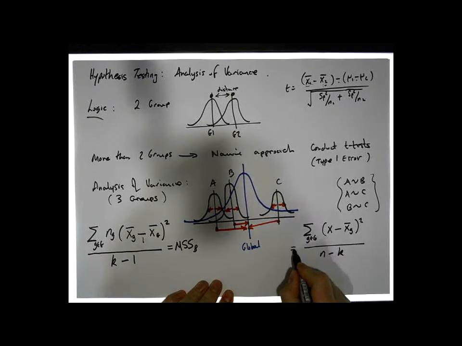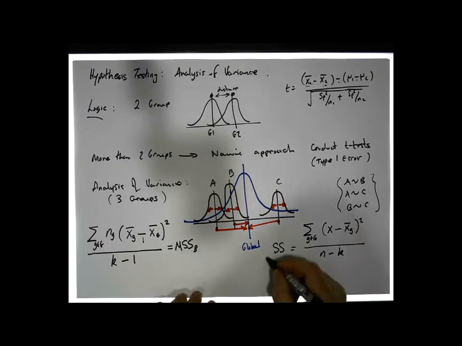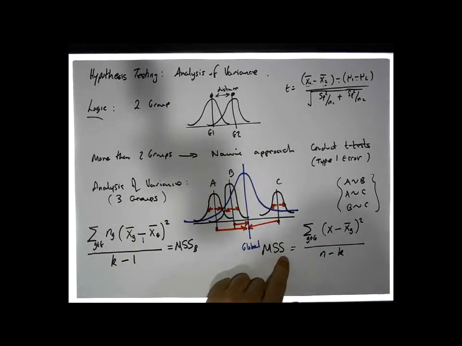So once again, this is a sum of squares. We're dividing by how many things we have. Well, we're compensating for the number of groups. So this is effectively an average. So this is a mean sum of squares, but this is a mean sum of squares for within.